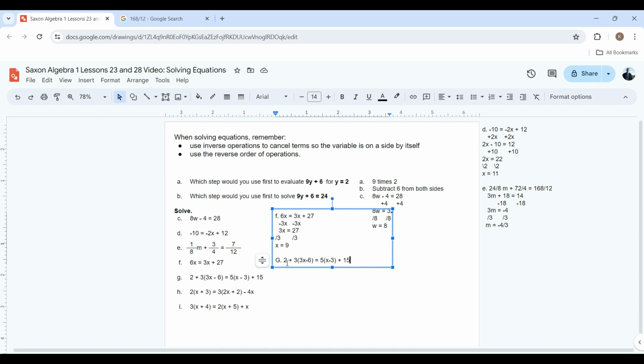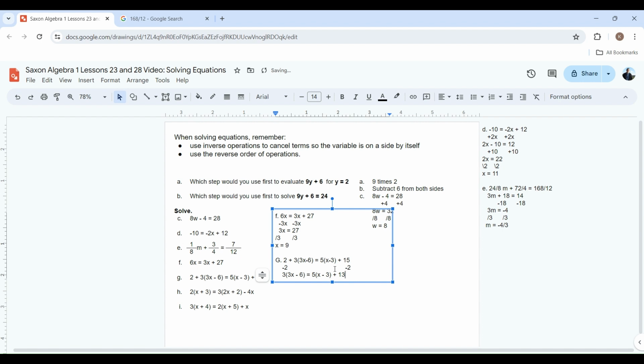Well, I'm going to subtract one of these two values from both sides, and the easier one for me to do is the smaller one. So I'm just going to subtract 2 from both sides of this equation to start off. That'll get the extra constant off of this side. So I'll be left with 3 times 3x minus 6 equals 5 times x minus 3 plus 13.